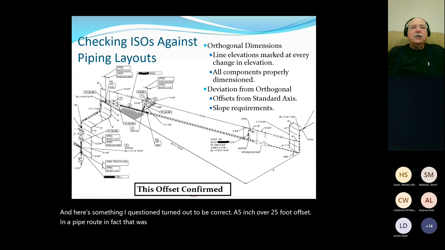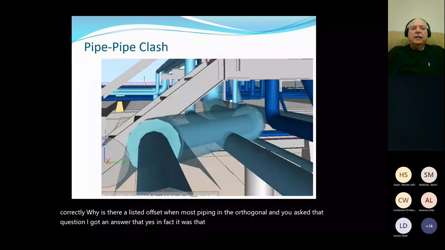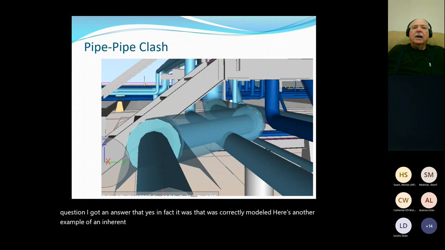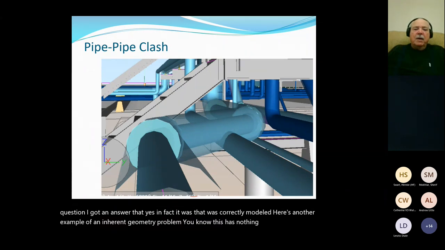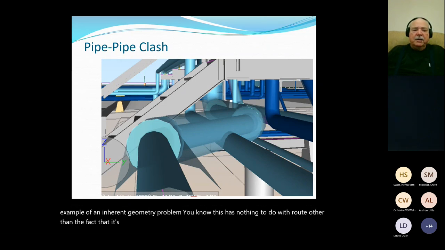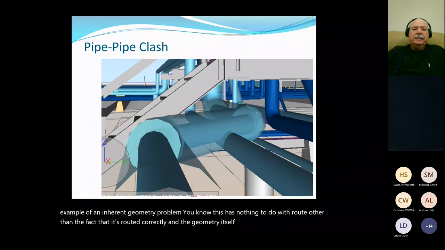But there's just something about, did this render correctly? Why is there a listed offset when most piping is orthogonal? And you asked that question. I got an answer that yes, in fact, that was correctly modeled. Here's another example of an inherent geometry problem. This had nothing to do with route other than the fact that it's routed incorrectly and the geometry itself is violated.